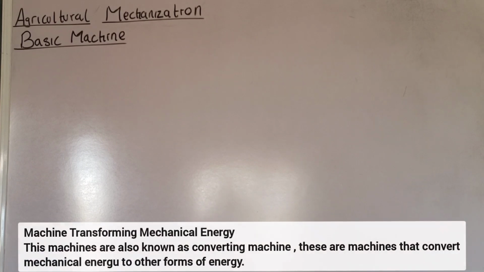The second classification is machines transforming mechanical energy. They are also called converting machines because they convert mechanical energy to other forms of energy. Machines generating mechanical energy generate it; machines transforming mechanical energy convert it to other forms of energy. An example of this machine is the electric generator. Rotation of the shaft is converted to electrical energy.